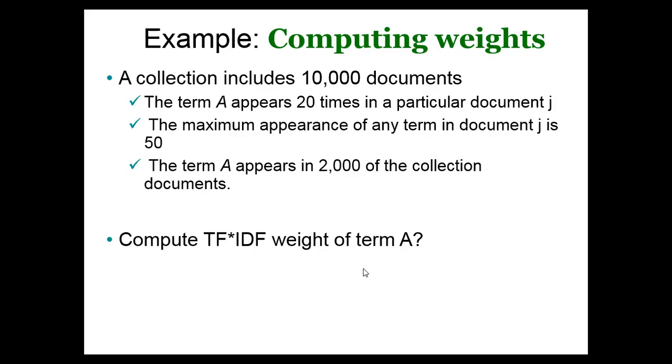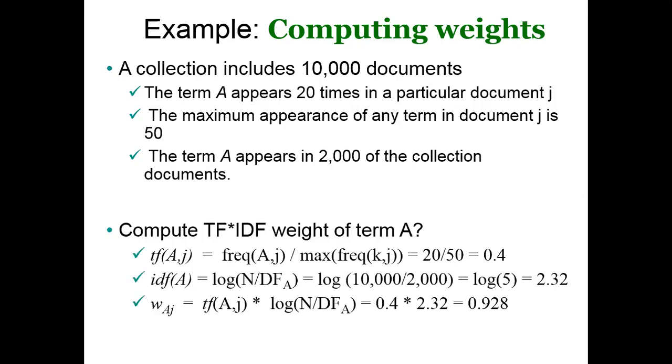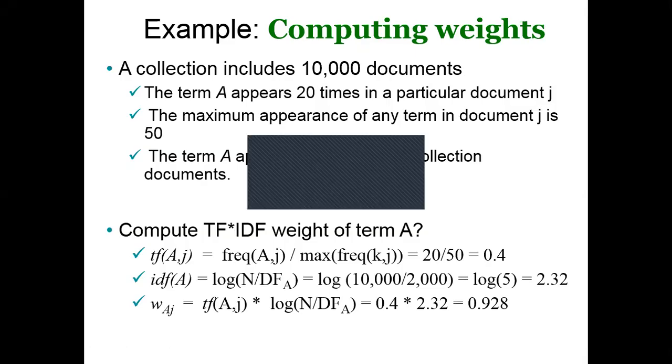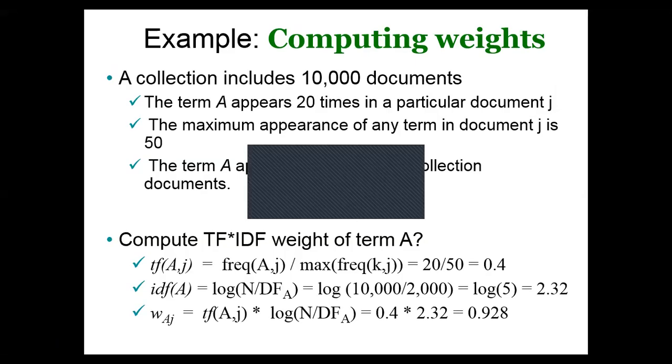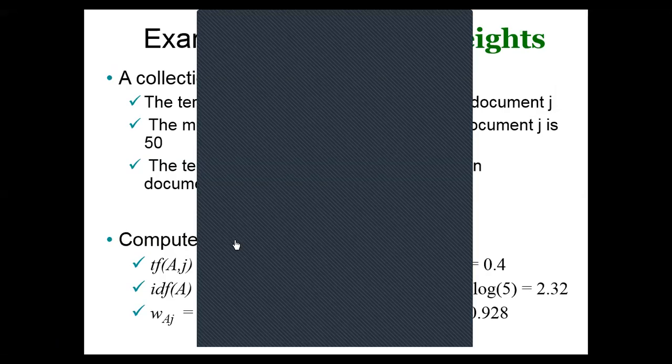When you are calculating the term frequency times inverse document frequency of term A, we have to multiply TF by inverse document frequency. Towards that, first we have to know term frequency. The term frequency is given. Term A appears 20 times in a particular document J. We want to calculate the term frequency of term A in document J.